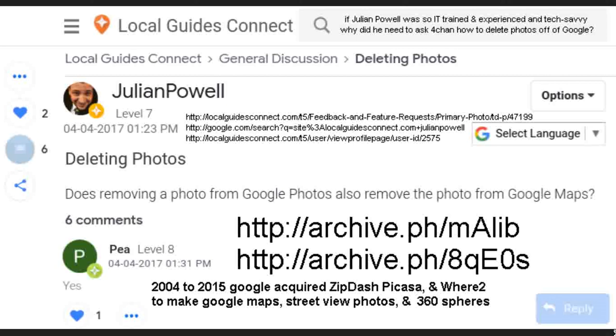And to this day, if you look up, if I delete a photo from Google Photos, will it also remove it from Google Maps, even though they've deleted them from Google Maps mostly? It's still a question that has the wrong answer. Next, the only thing on 4chan or any place else that has anything to do with Julian Powell and wanting to delete something, again, he was talking about deleting Google Photos, not Google Maps, is one of 6 people who replied to him. We only get to see one answer.